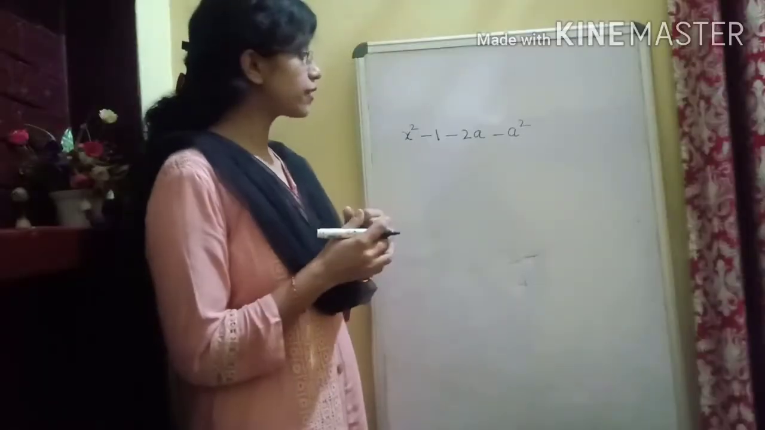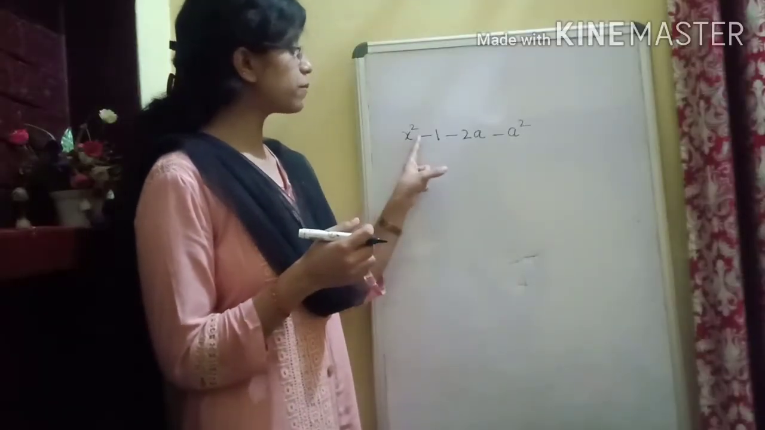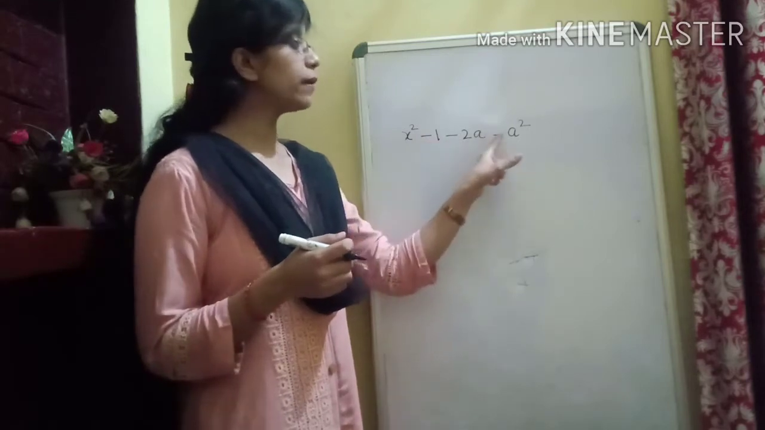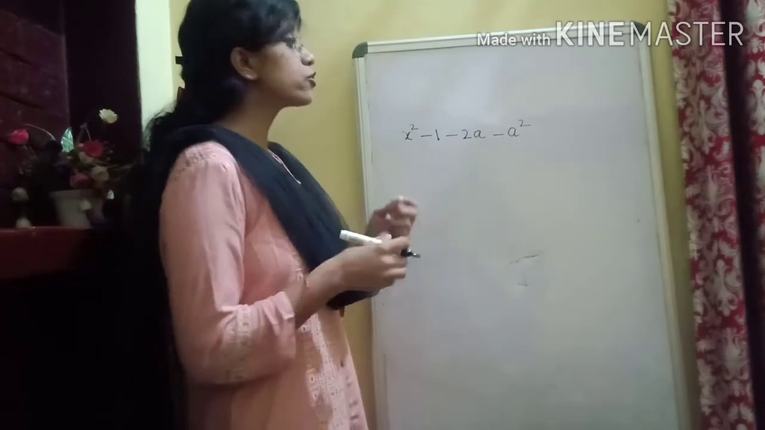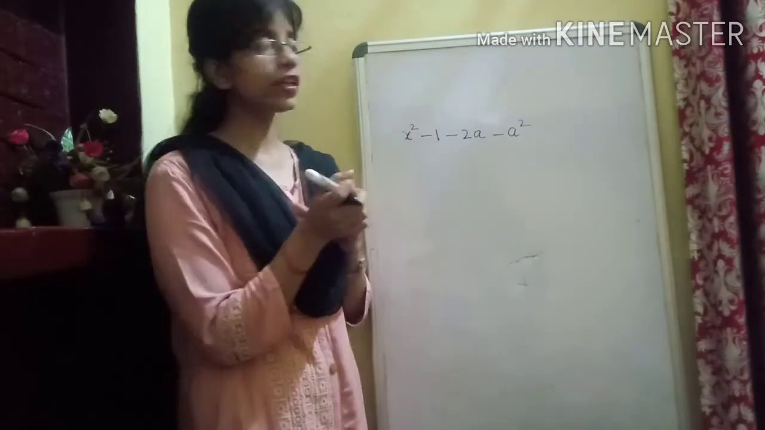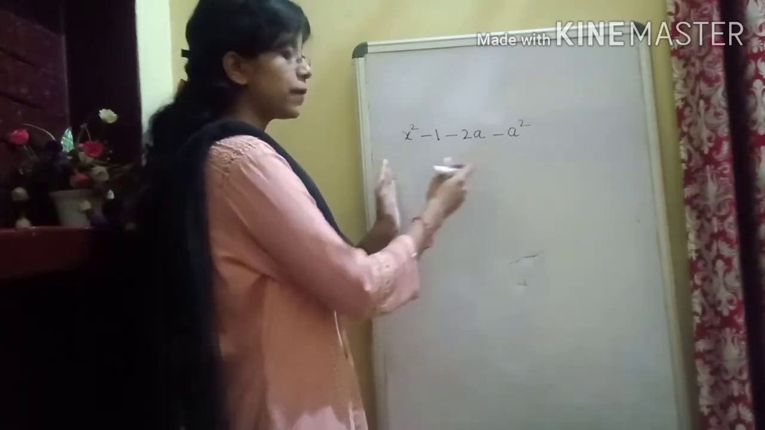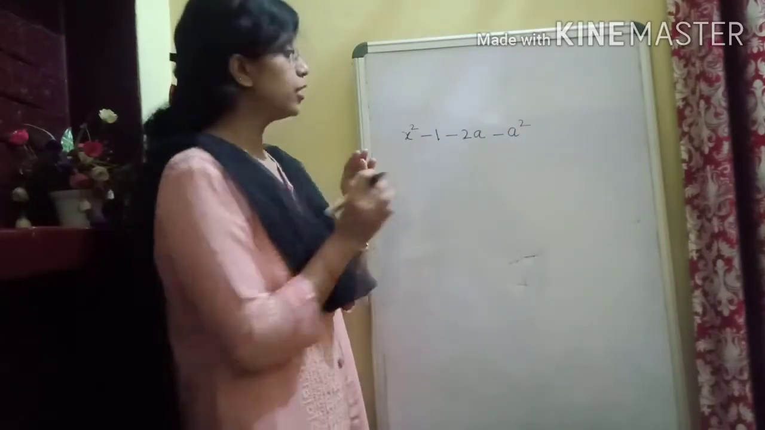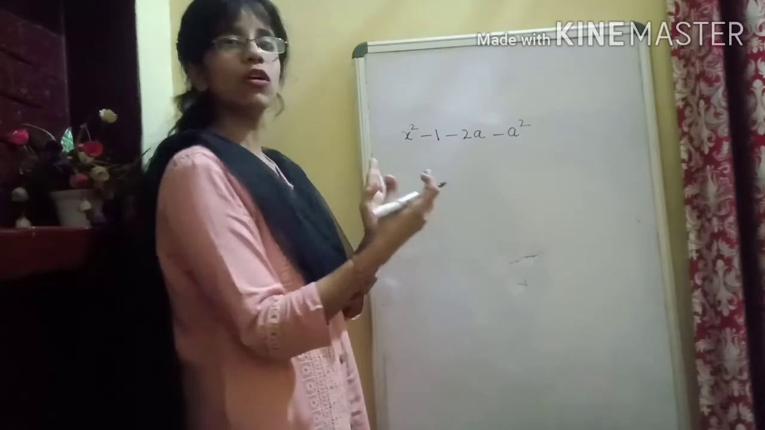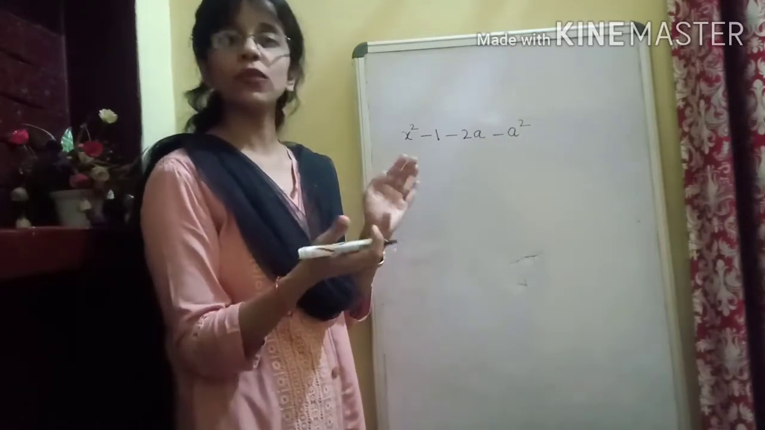So here is our next question. It is x square minus 1 minus 2a minus a square. Here if you see, there are an even number of terms. Previously, if there were an even number of terms, we would pair them together and then take common. But here this question is a little different. We cannot pair them up and then take common. It will not give you any answer.